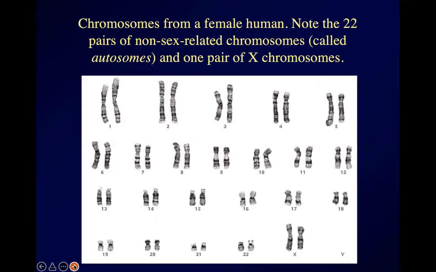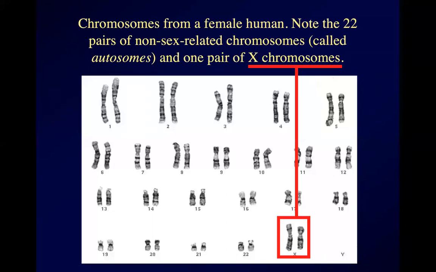Here are some human female chromosomes. Again, you can see that these have banding patterns that match up, and the members of each pair are pretty close to the same in length. And you'll notice that there are 22 pairs of non-sex related chromosomes and 1 pair of X chromosomes right down there. And by the way, any chromosome that isn't a sex related chromosome is called an autosome.